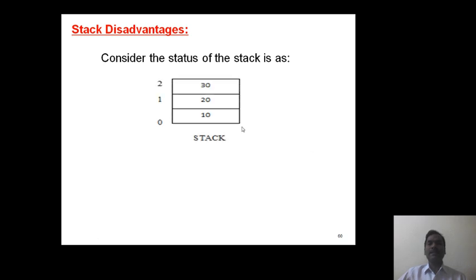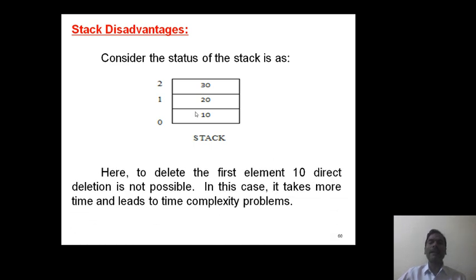Now finally, stack disadvantages. Observe that at one particular stage, the stack has 3 elements: 10, 20, 30. The topmost element of the stack is 30, and the first inserted element is 10. If you want to delete the first inserted element, direct deletion is not possible, because the stack allows deletion operations only at one end. So if you want to delete 10, first delete 30, 20, then 10.